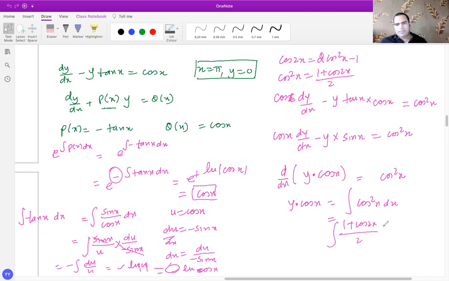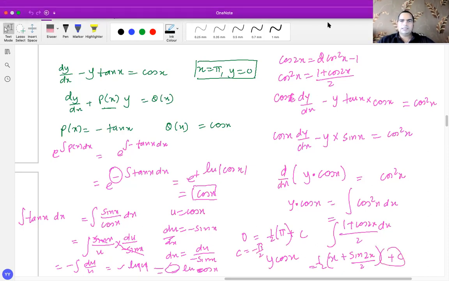If you integrate this, it is going to be x plus sin 2x over 2, with half outside, plus c. So y cos x equals this. Of course, now I plug in x as pi and y as 0. The left-hand side is 0 automatically. And half of x is pi, and sin 2 pi is also going to become 0. So the constant is actually pi over 2 plus c, and so c is negative pi over 2. Just put this value out here and you'll get the exact integration.